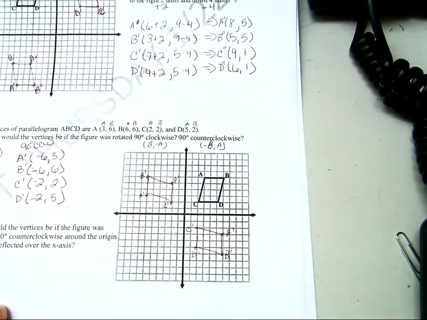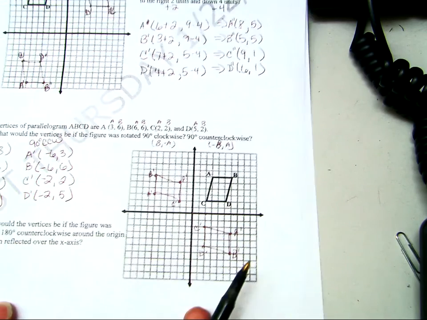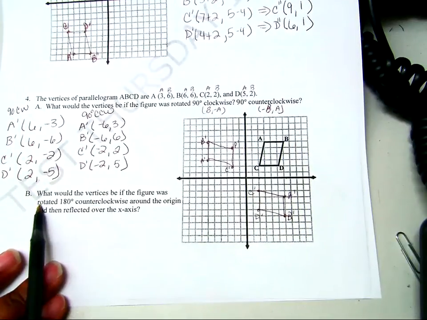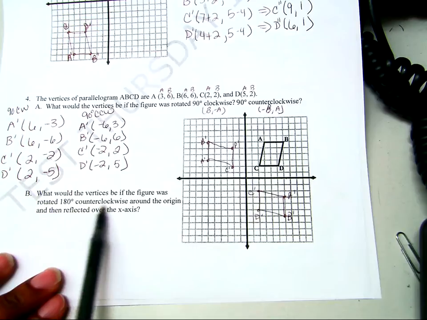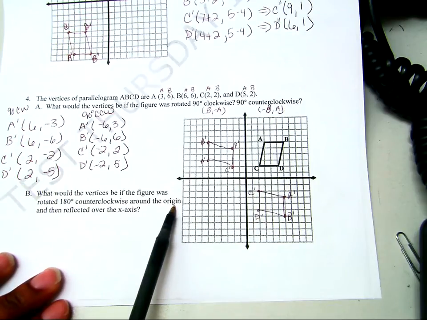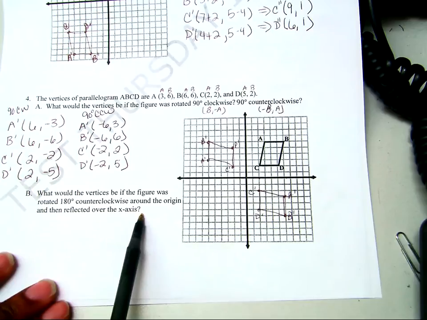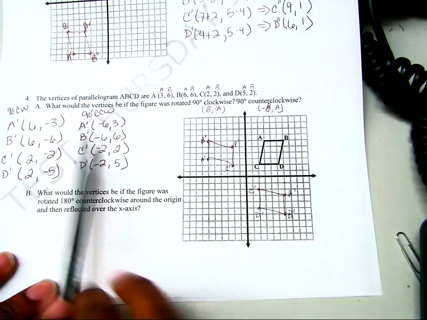All right? Now, down here for B, they say, what would the vertices be if the figure was rotated 180 degrees counterclockwise around the origin and then reflected over the x-axis? So this time, I wasn't as lucky to have it up here already, so I do have to do 2 steps.